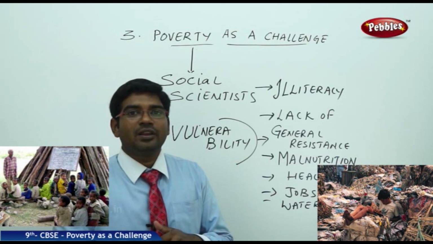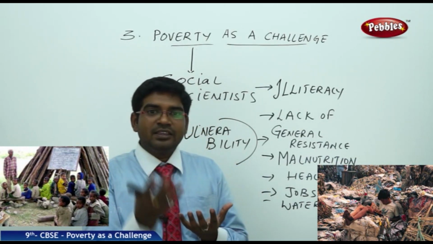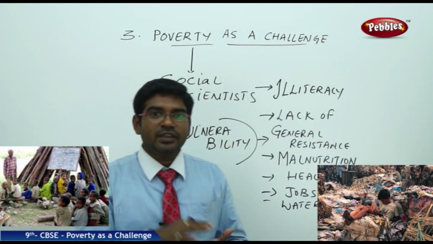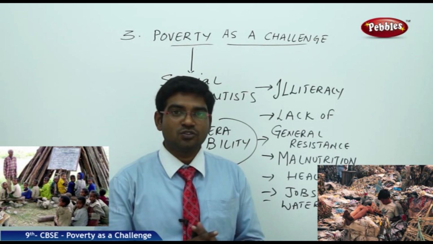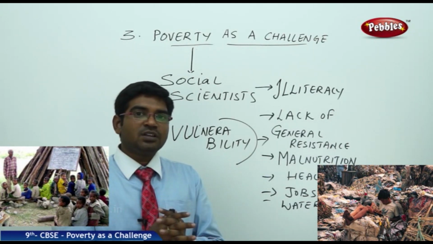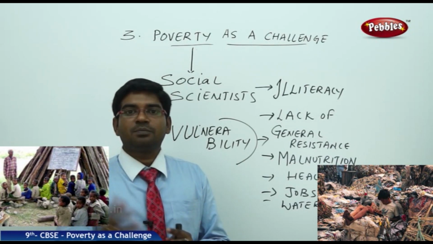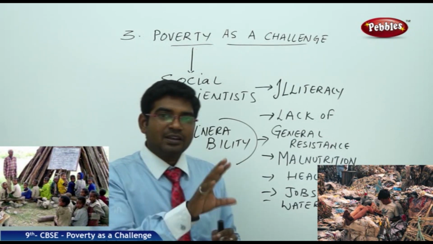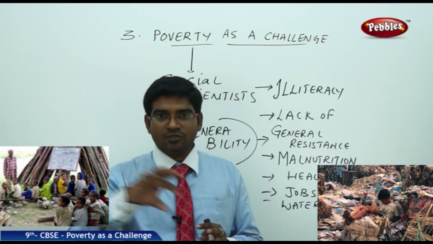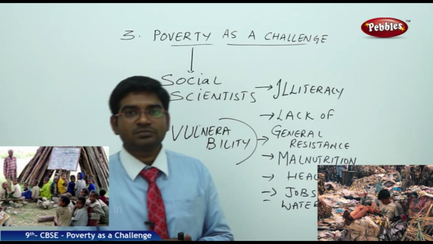What is this actually vulnerable? Vulnerable is nothing but a state where the impact of any unforeseen incidents that fall on their lives would be very large. I'll tell you an example. We have two families. One is a middle class family, the other is a poor family. The middle class family has a job where they get a fixed payment. The poor family works with a small shop or something where they earn something.